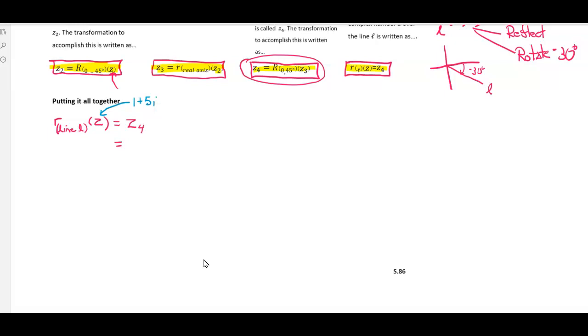So I'm going to take out the variable Z4, and I'm going to replace it with R 0, 45, Z3. Okay, so I just took out the letter Z4 and I put this in its place. Okay, I substitute it. Are you with me?